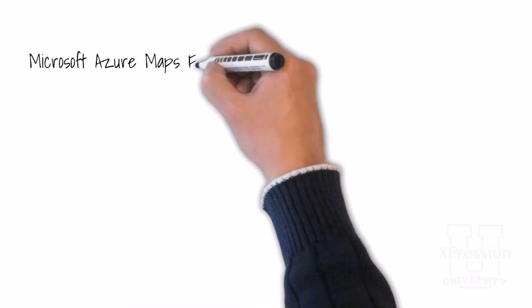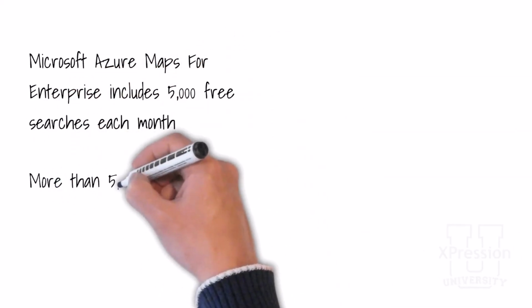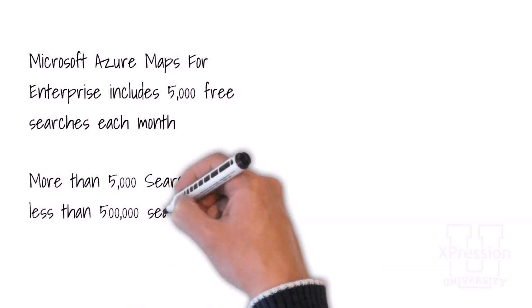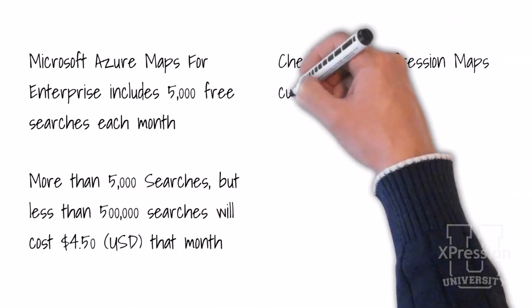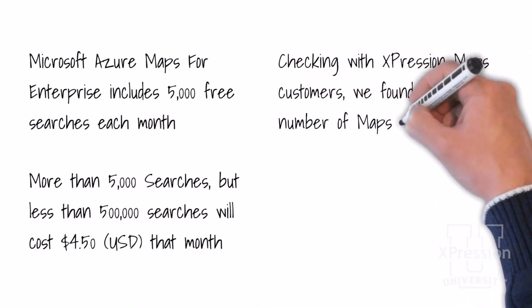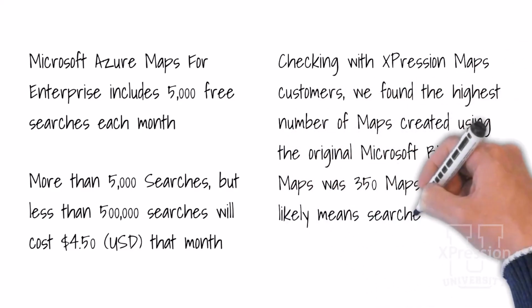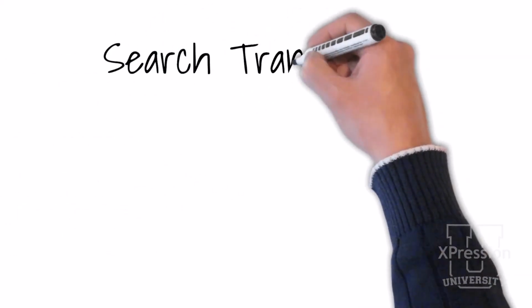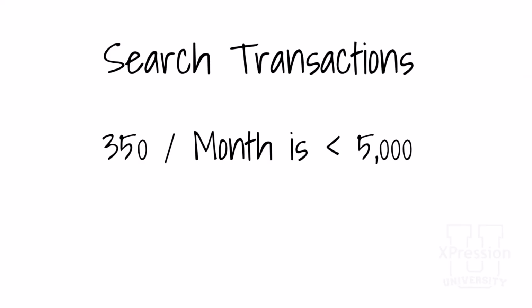Microsoft Azure Maps for Enterprise includes 5,000 free searches each month. More than 5,000 searches but less than 500,000 searches will cost $4.50 that month. Checking with XPression Maps customers, we found the highest number of maps created using the original Microsoft Bing Maps tool was 350 maps, which likely means searches, in a one-year period. When it comes to search transactions, if we did 350 searches in a year, let's say we did them all in a month, that's still less than 5,000, which should be free.